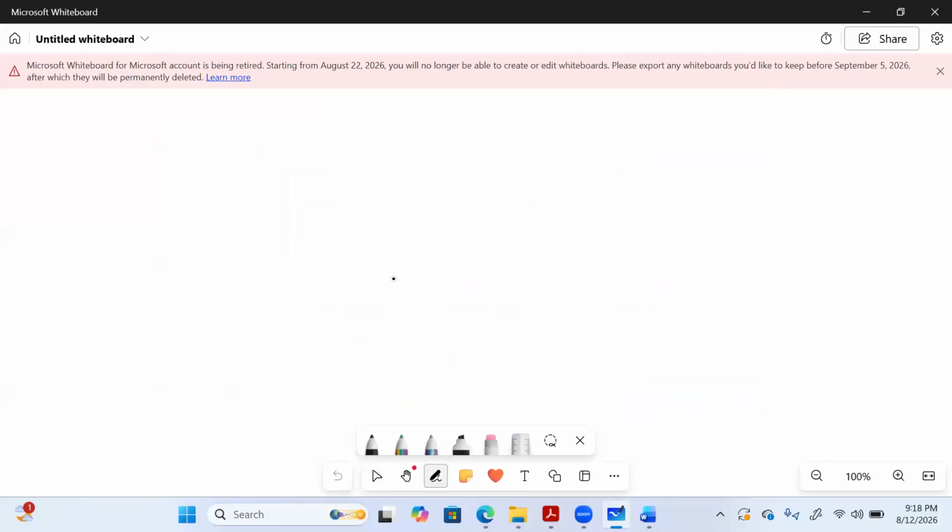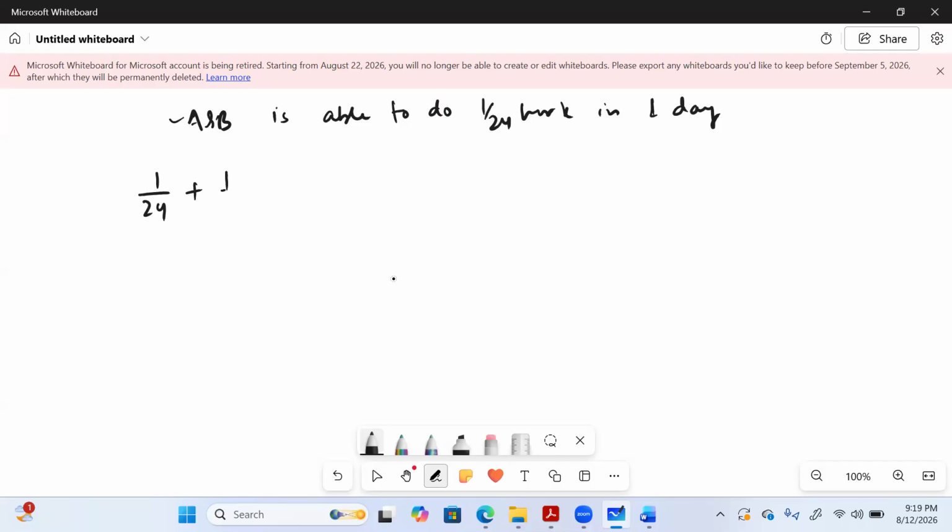Chances are, the entire maths is literature. So we have a situation where A and B are able to do 1 by 24 work in one day. So if they are coming on the first day, they will be able to finish 1 by 24 work. Then next day 1 by 24 work.